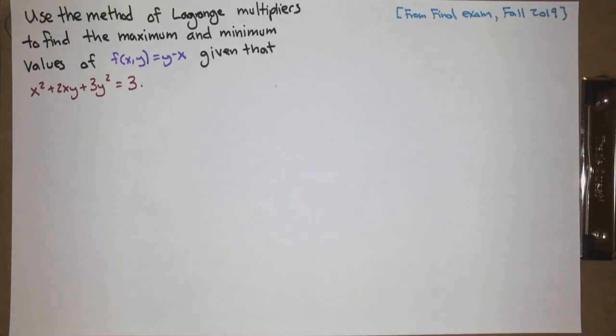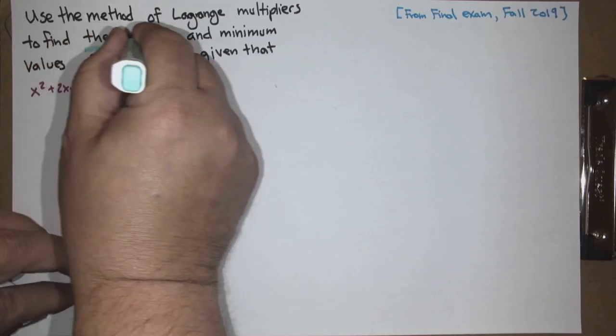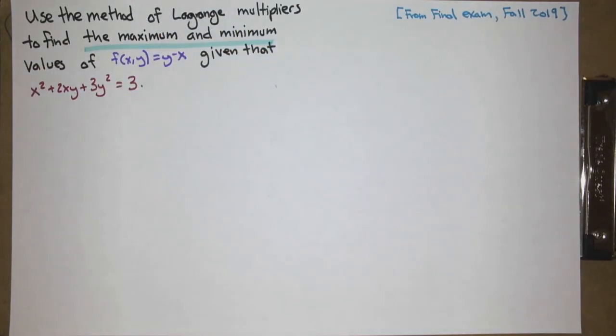So the problem. Use the method of Lagrange multipliers to find the maximum and minimum values of f of x, y equals y minus x, given that x squared plus 2xy plus 3y squared equals 3. Now, here's the thing. If they ask you to find the max and min, just trust that they know what they're asking for. The method of Lagrange multipliers does not have a built-in this is a max or this is a min. So just go through the process.